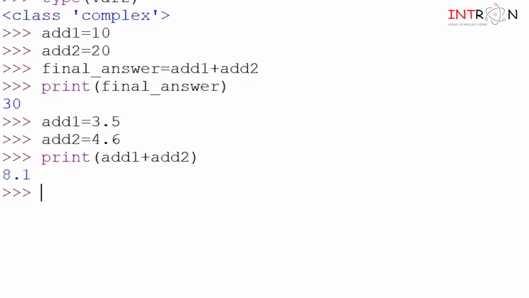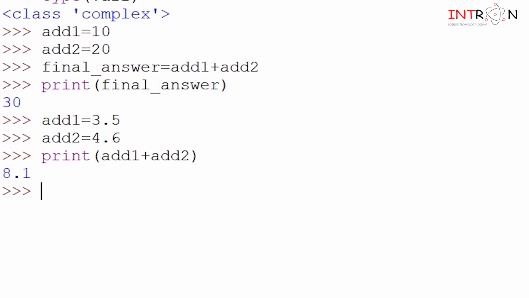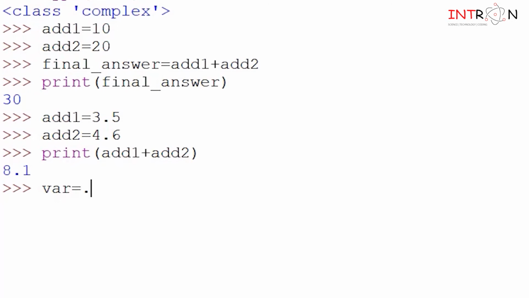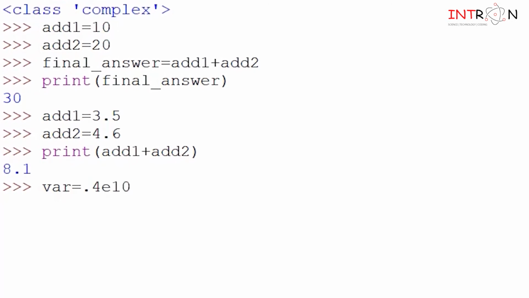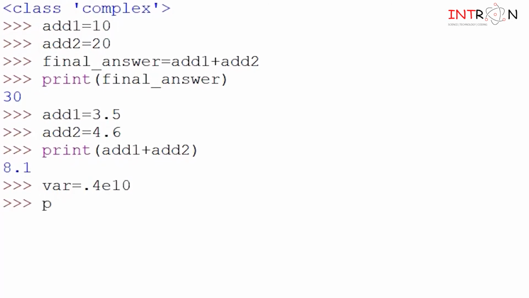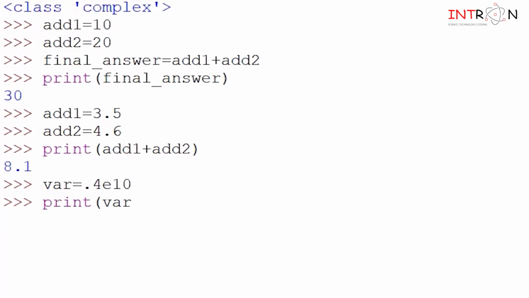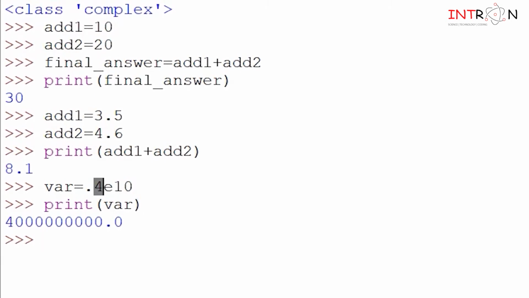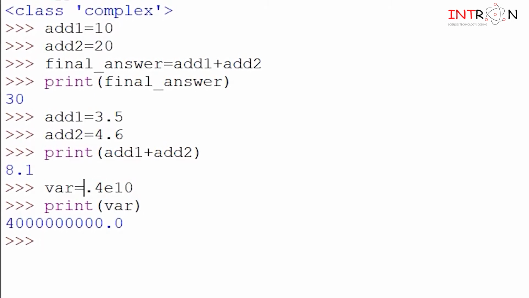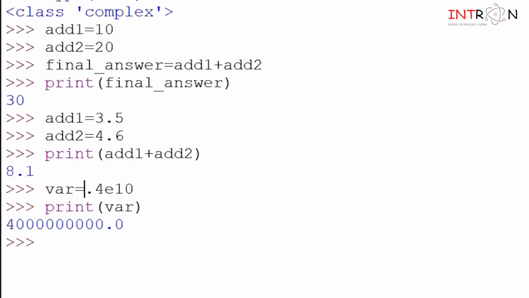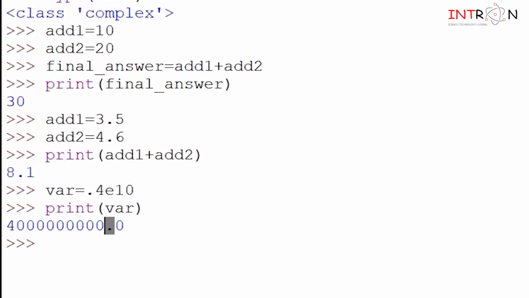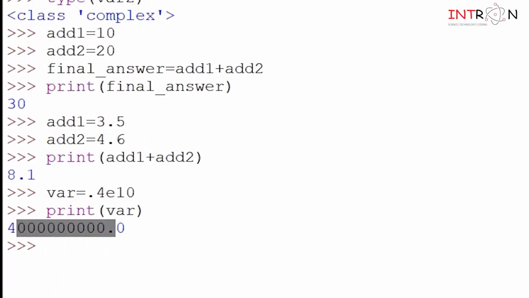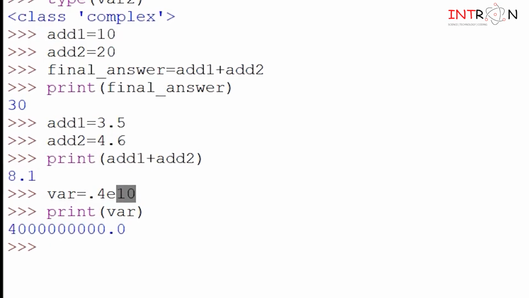Now let's check one more new operation we can do with a float. I'm creating again one variable, var is equal to 0.4e10. This might be new for you. Now let's print this and check what result it gives. Here is our result. It shifts the 4 ten times to the left of the decimal point. The 4 was here, and it was shifted 1, 2, 3, 4, 5, 6, 7, 8, 9, 10, ten times, giving this value.